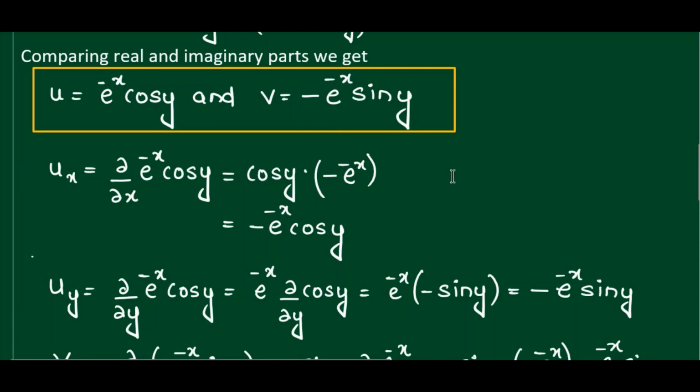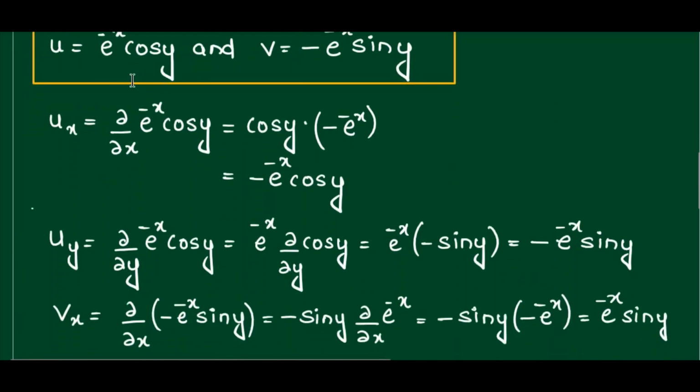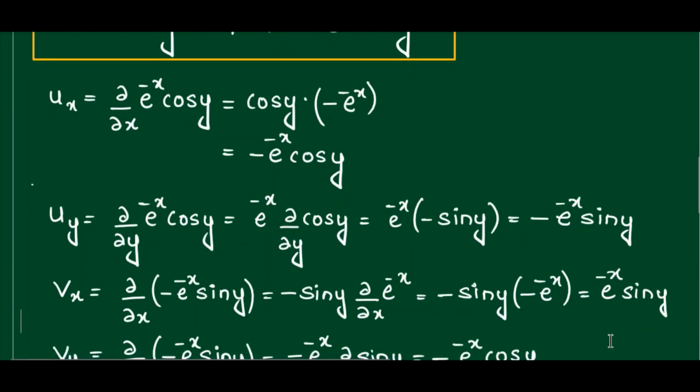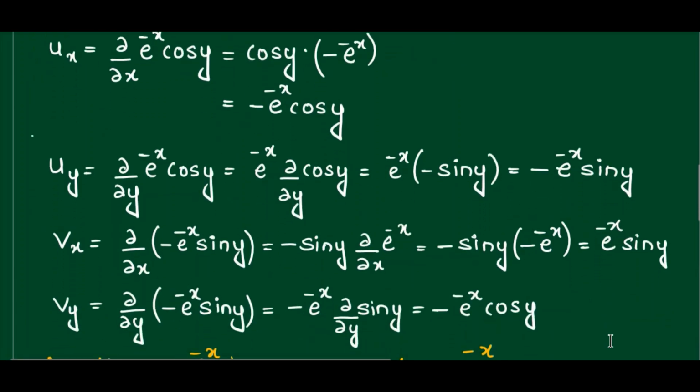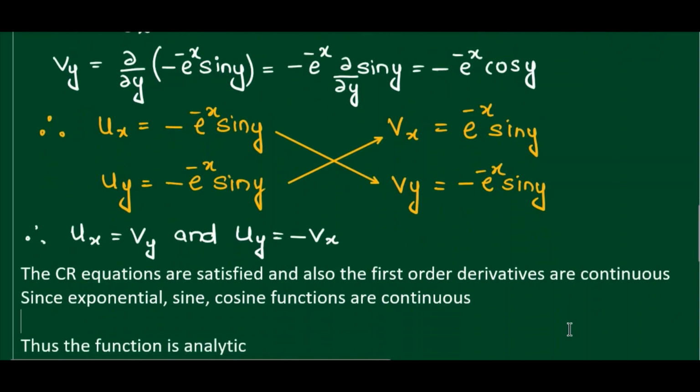Now we have to find all the first order partial derivatives. For ux, differentiate this partially with respect to x, and cos y is a constant, so cos y into e raised to minus x, whose derivative is minus e raised to minus x. Similarly, find uy: e raised to minus x is constant, differentiate cos y. Find vx, you will get e raised to minus x sin y. Find vy, you will get minus e raised to minus x cos y. Thus, now how to remember the CR equations?